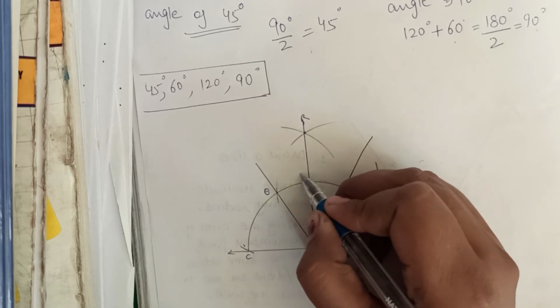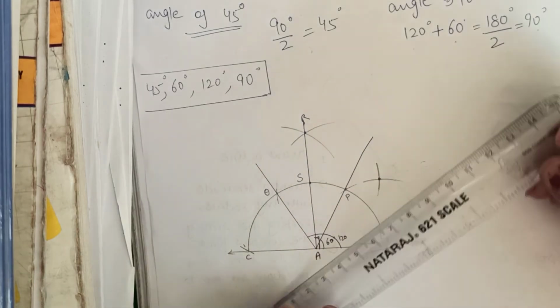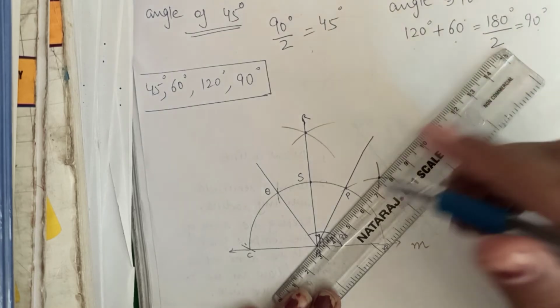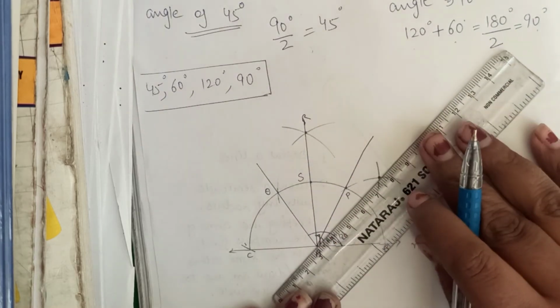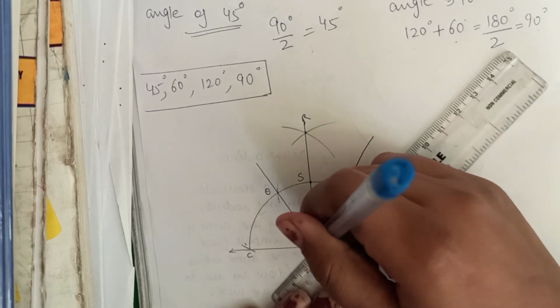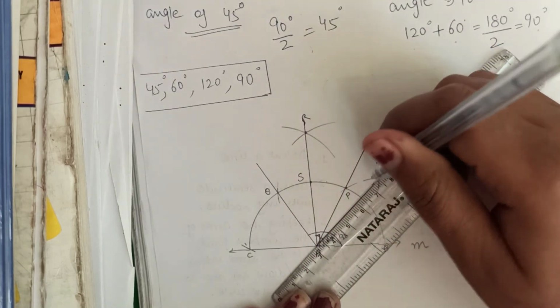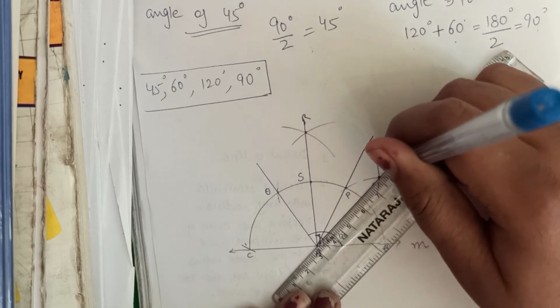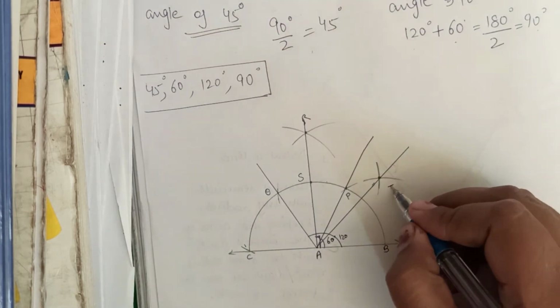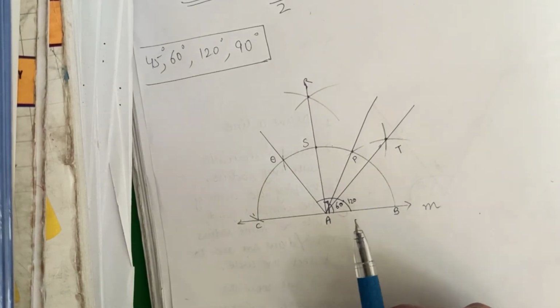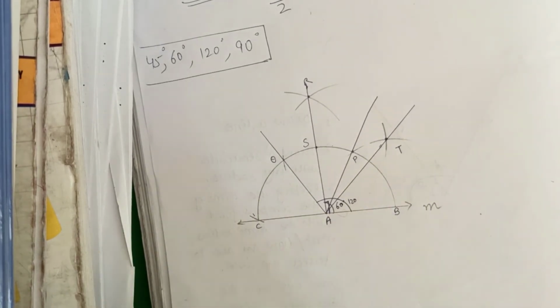You will give this a name. Now join it, and this will be the T, angle of 45 degree. This T will be the angle of 45 degree.